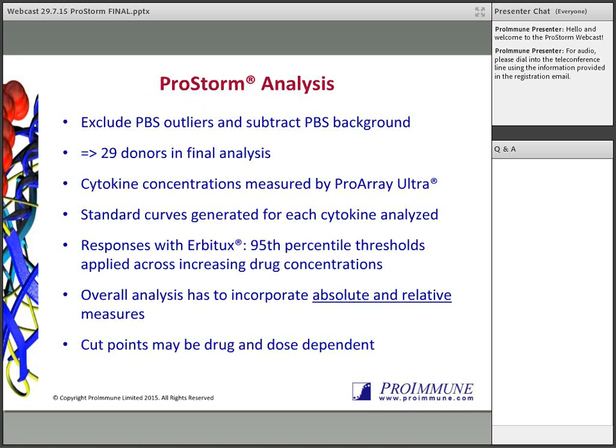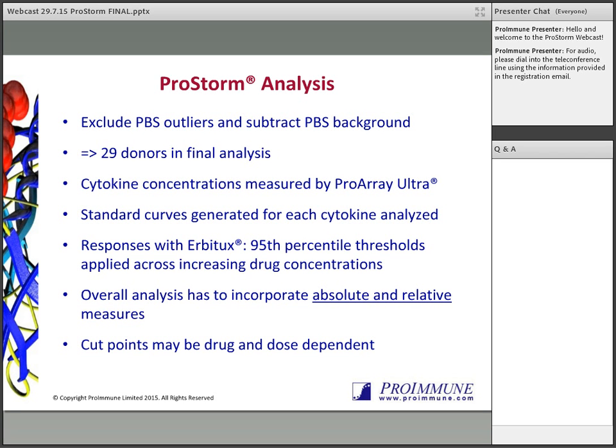So the analysis for ProStorm is described here in more detail. As I mentioned, we do exclude donors who respond highly to PBS. And in this example study, one of the donors was excluded, leaving a total of 29 donors for analysis. Again, the Prorate Ultra platform was used to quantify the cytokine concentrations for both the samples as well as the standard curves using the recombinant cytokines.